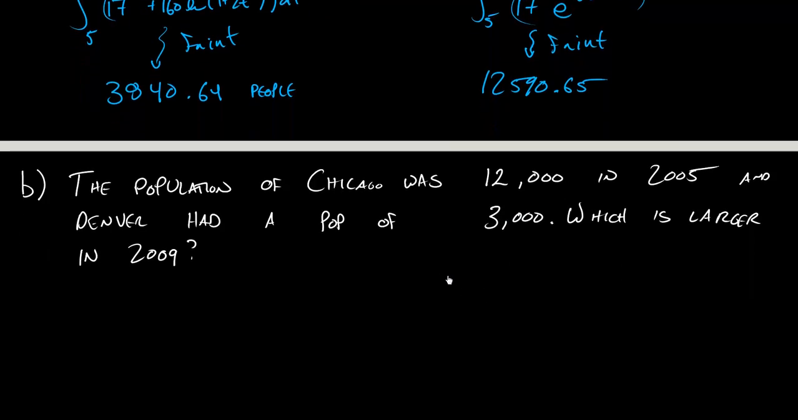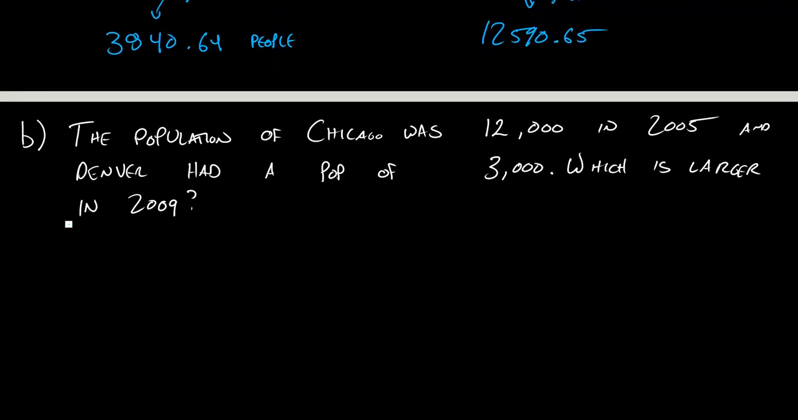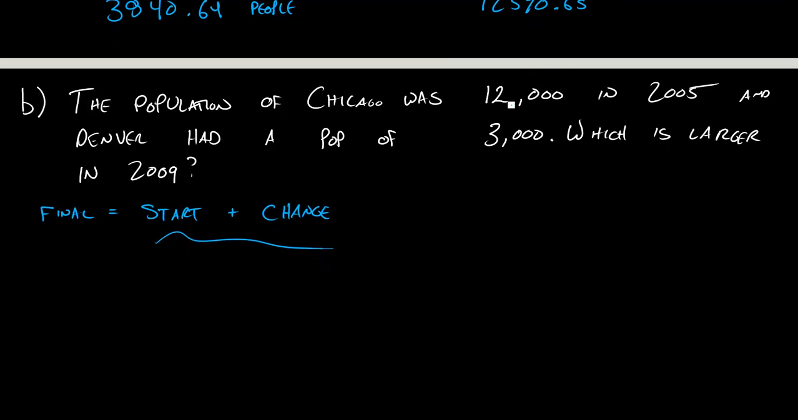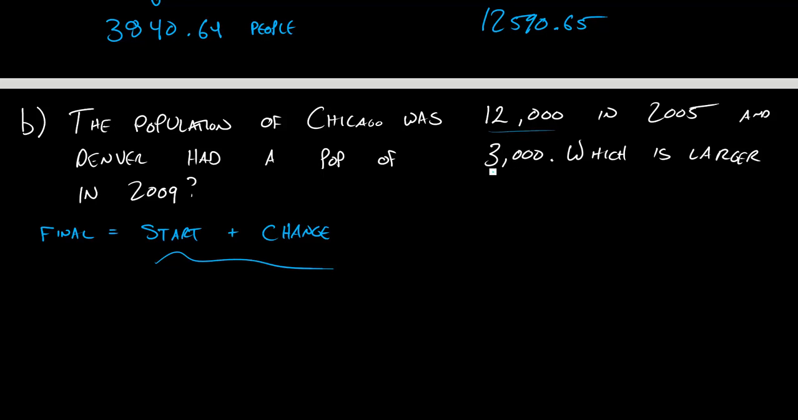And so to do this, we're going to use the idea that my final is going to be equal to my start value plus my change. Kind of just an intuitive idea, right? So if I start with something and I change, I'm going to get to my final value. So Chicago starts with 12,000 people. So our final value at Chicago is going to be equal to my start of 12,000 people. Chicago changes by 3840.64.